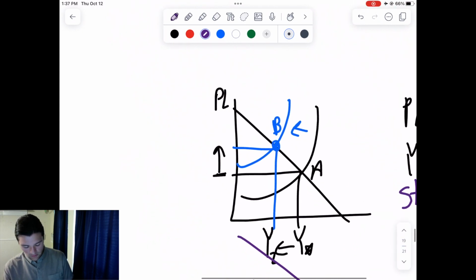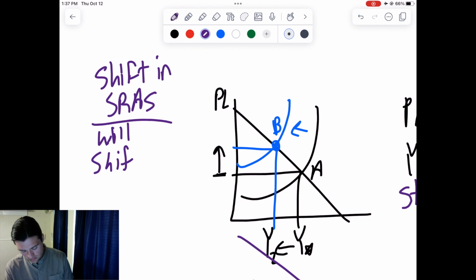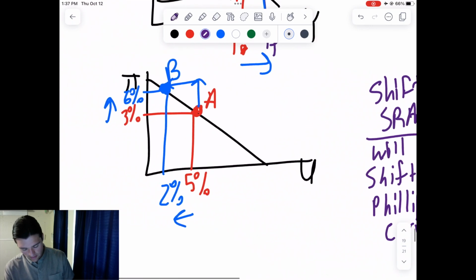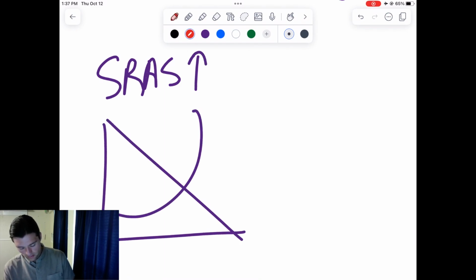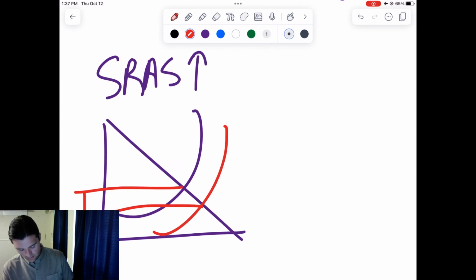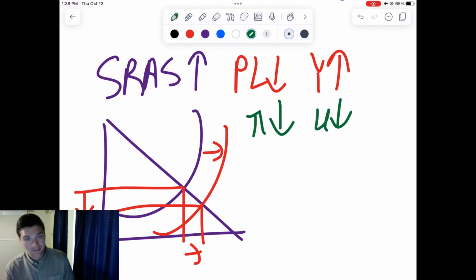Okay. So when we change the short run average supply curve, a shift in the short run average supply curve will shift the Phillips curve. So let's talk about that. If we were to increase the short run average supply curve, we would see prices go down, output goes up. So price level down, output goes up, inflation goes down, unemployment goes down.